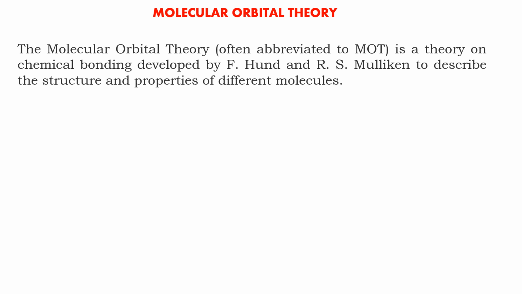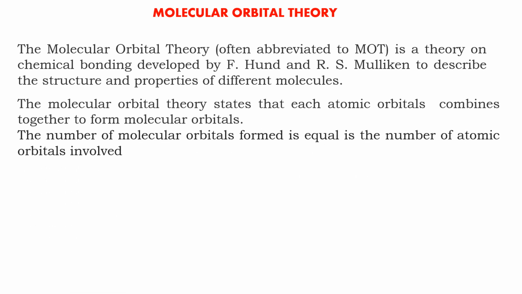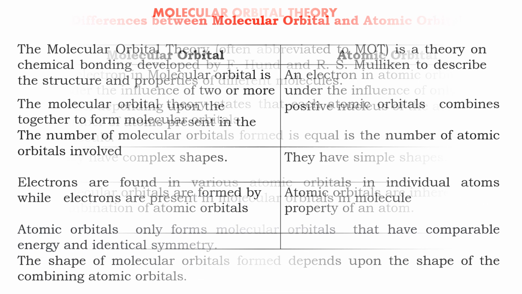The concept of molecular orbital was brought forward by Hund and Mulliken, and using the molecular orbital theory, they were able to explain the chemical bonding and structure of different homoatomic and heteroatomic molecules. The basic concept of molecular orbital theory derives.